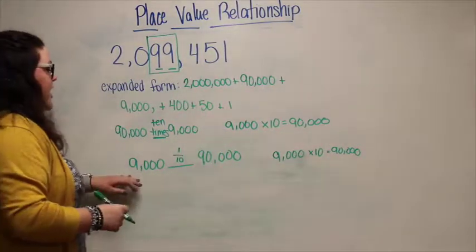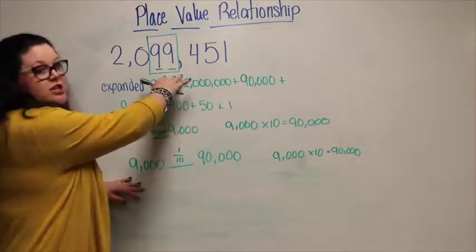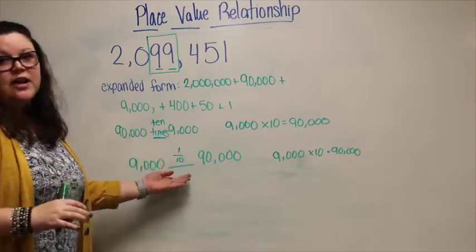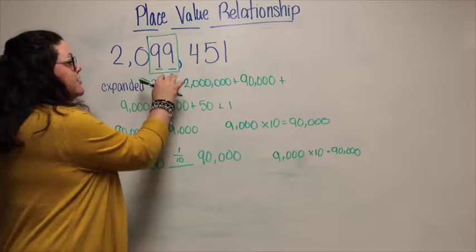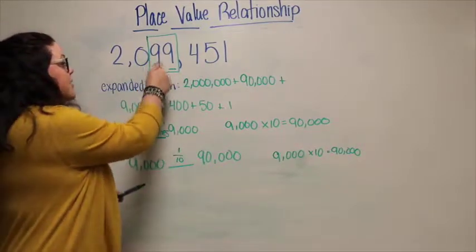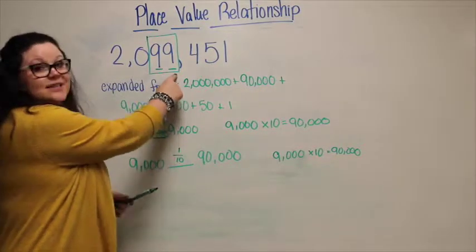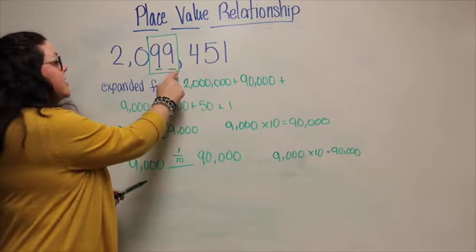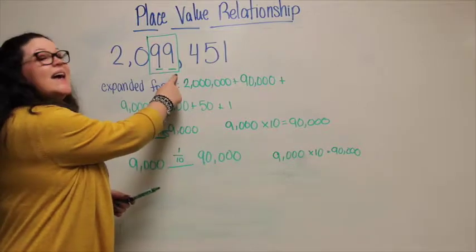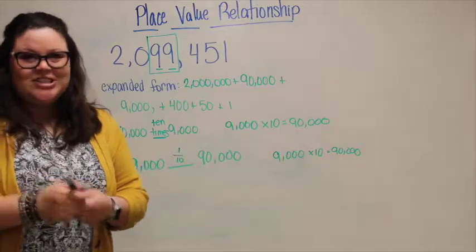Okay? So basically you have to know that your digits have to be the same digit. I can't have a 9 and an 8 and say that it's 10 times or 1/10. They have to be the same digit, and they have to be in place values that are right next to each other. And then I'm going to look at my number that is greater, and it is going to be 10 times this number. Or I can start with my lesser place value, and I can say this number is 1/10 of this number. Okay? So that is place value relationships.